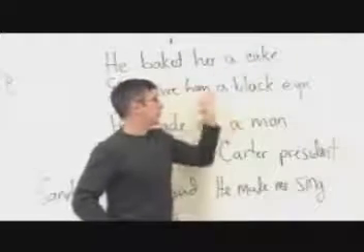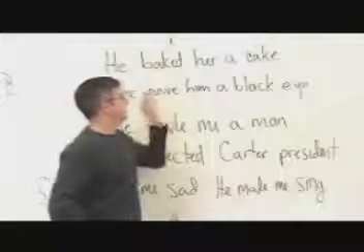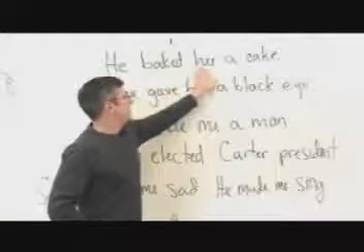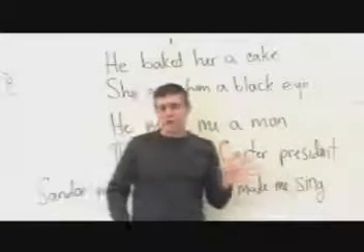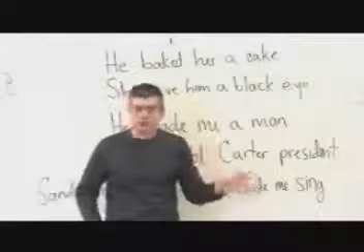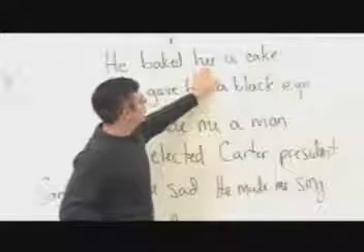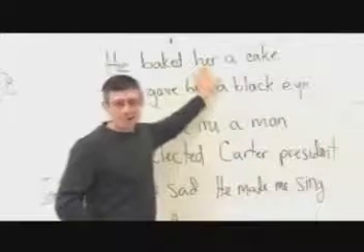This is a nominal phrase. Cake is the head. Cake is the direct object of bake. But we have this her in here. Now, her is not the direct object. If you ask, what did he bake? The answer isn't her, I hope. Her is what we call the indirect object.